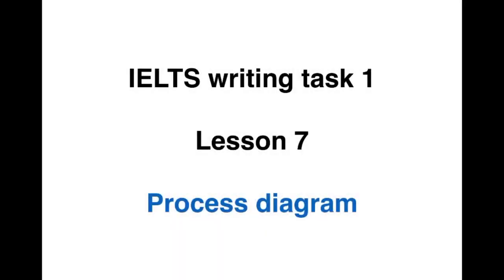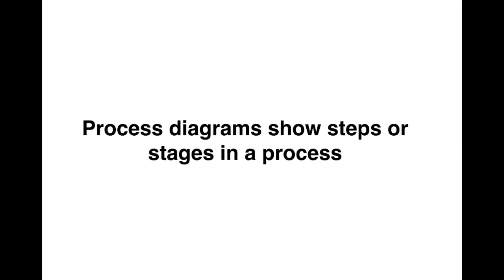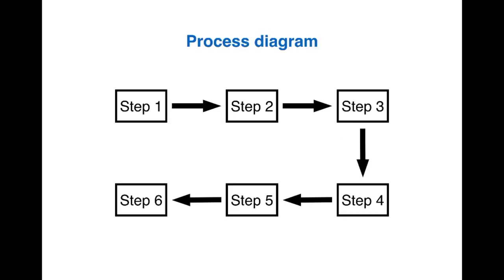IELTS Writing Task 1, Lesson 7, Process Diagram. Process diagrams show steps or stages in a process. You'll see something like this. We have steps and arrows between the steps.